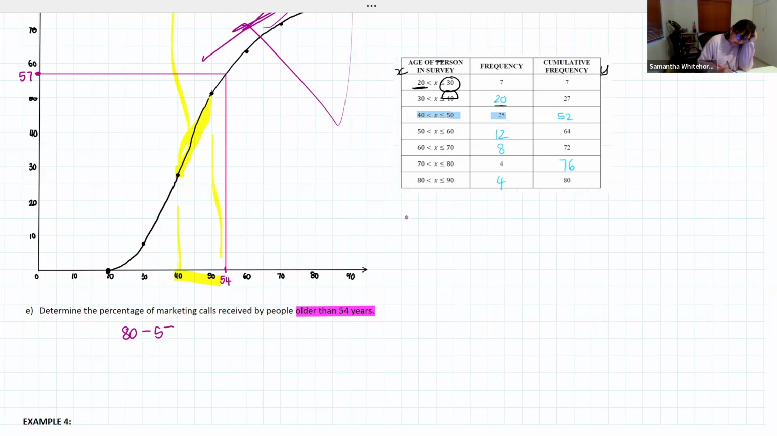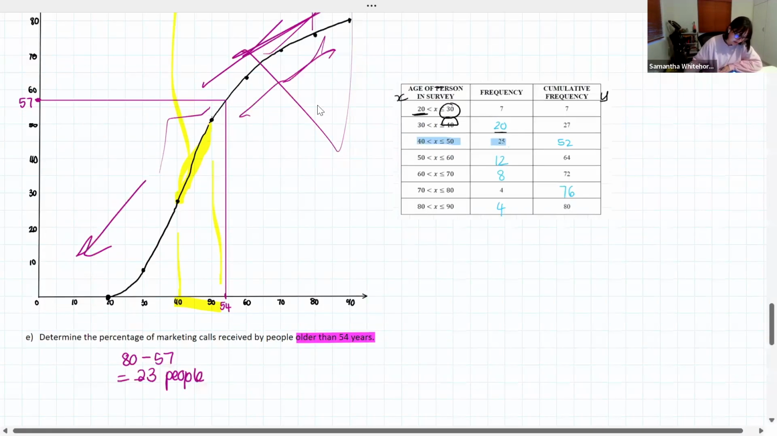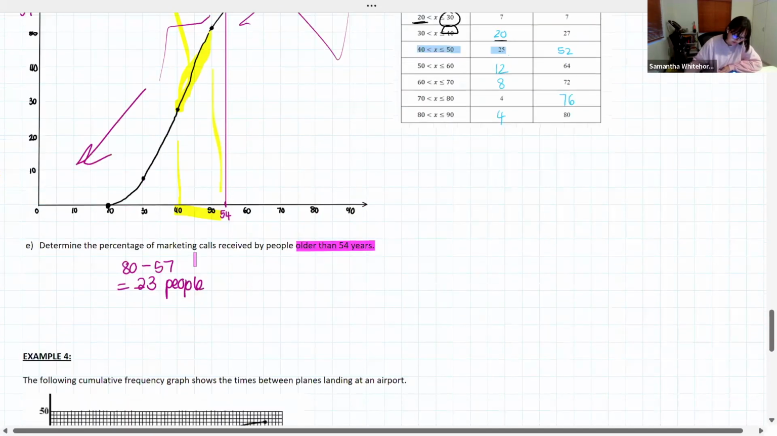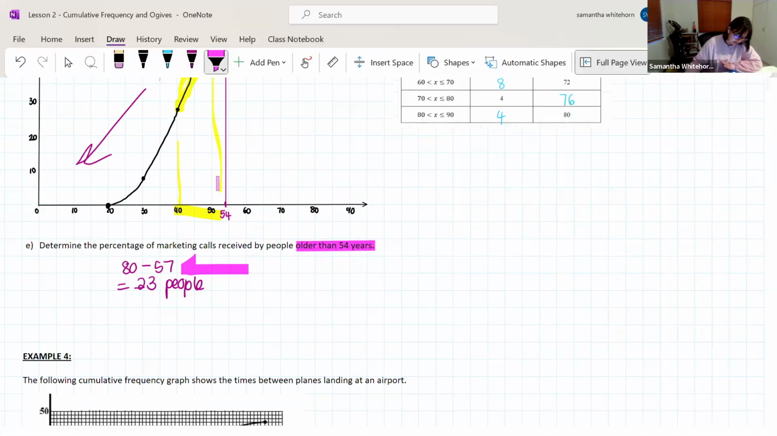We know that 57 and less were below the age of 54. So we want to figure out how many more. So we already know that 57 of them are below the age of 54. We want to know older than. So we would need to subtract the 57. And that gives us 23 people were older than. So remember, we want above 54. So we're looking at this portion of our graph. So that's why we subtracted the 57. And it said, determine the percentage of marketing calls received by people older than 54 years old.